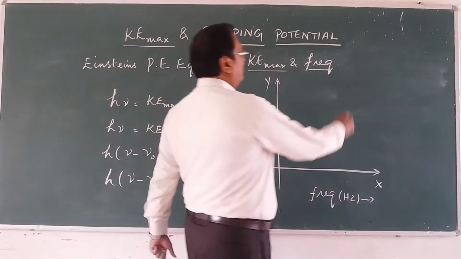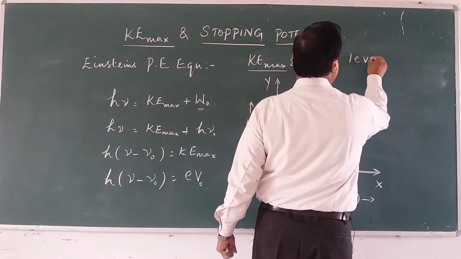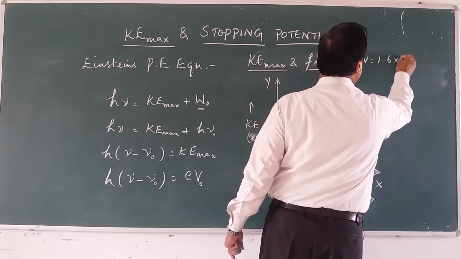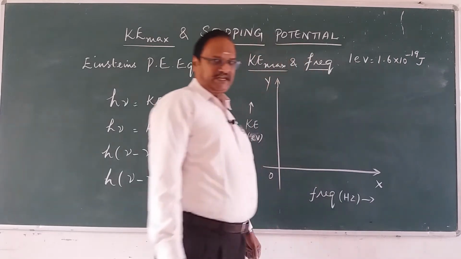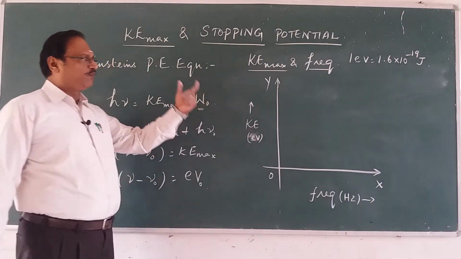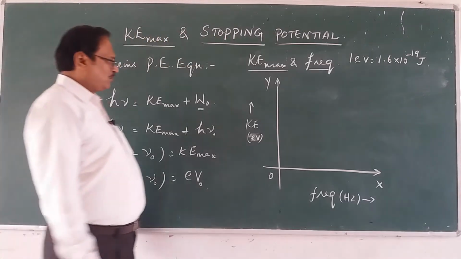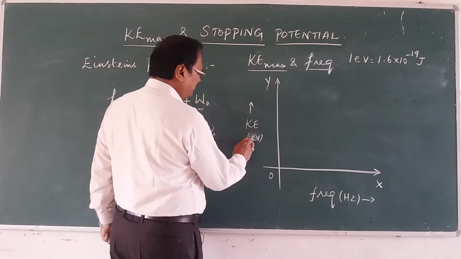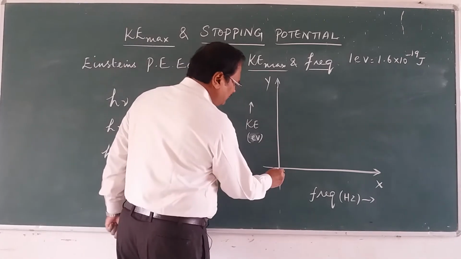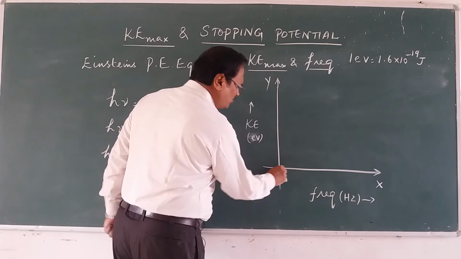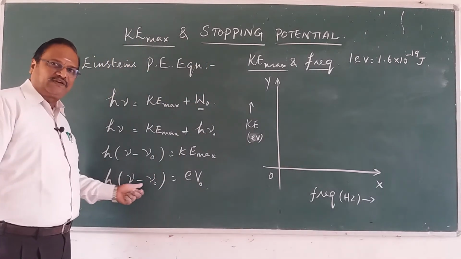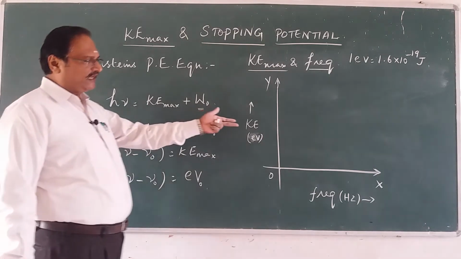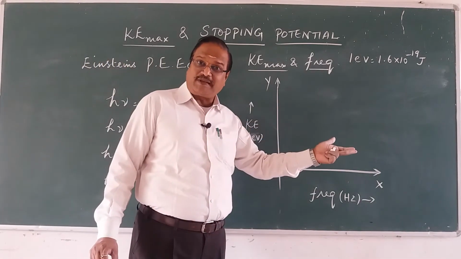You know that 1 eV is equal to 1.6 into 10 power minus 19 joules. This is the connection between electron volt and the joule. So watch carefully here, very carefully. The frequency cannot be 0, because if it is 0 frequency incident, it will be negative. So photoelectric emission will not take place.